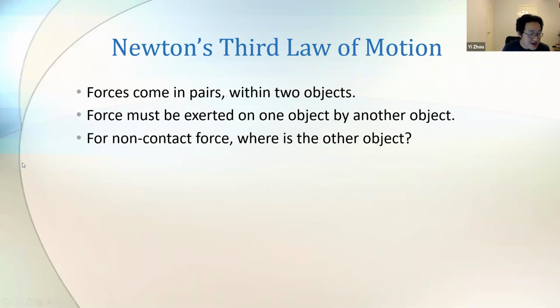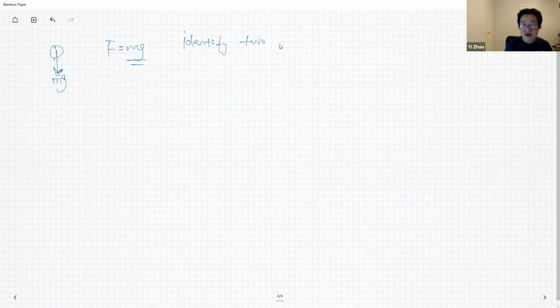So here's the question. For non-contact force, what is the other object? What is the non-contact force? So you have a ball in the air. There will be a gravity, right? Gravity is mg. So this is the force, there's a force mg. So who can tell me what the 2 objects involved in this gravity force are? We need to identify 2 objects.